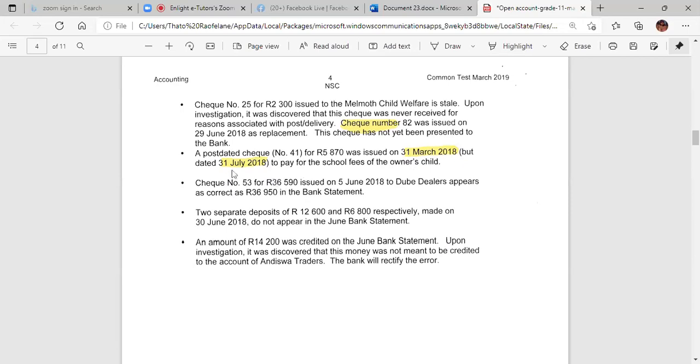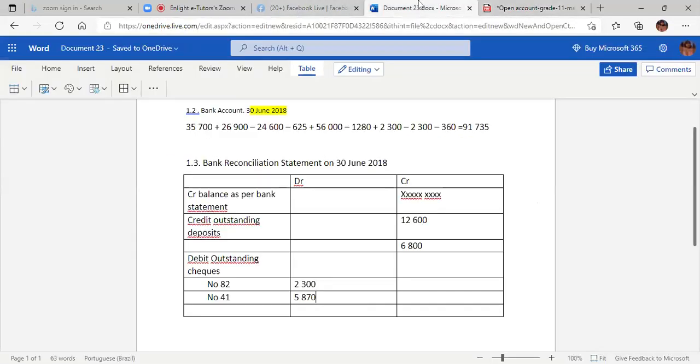So in the reconciliation statement, up until 31 July, the check is going to be recorded as outstanding. It's going to be recorded as an outstanding check until the dated day. Oh my gosh, what happened there? Let me remove that.